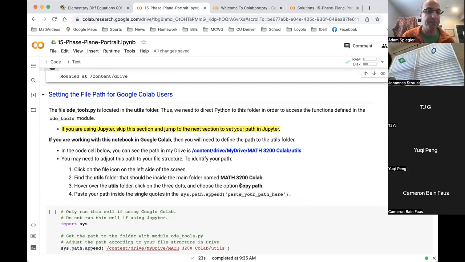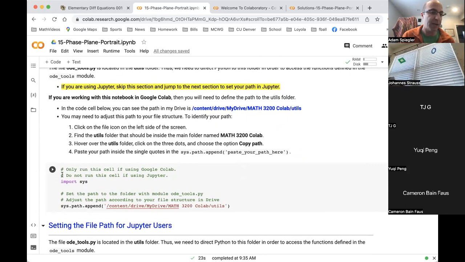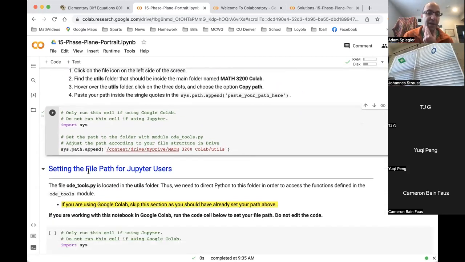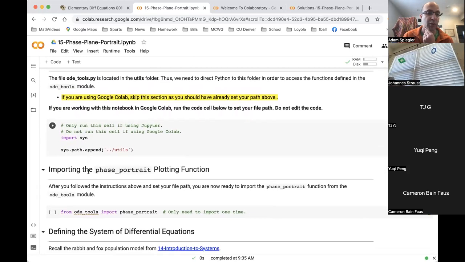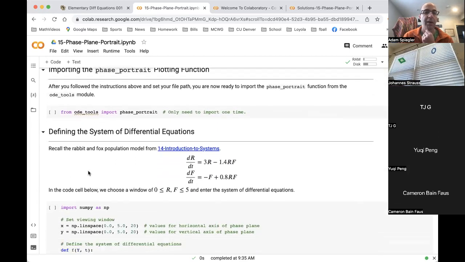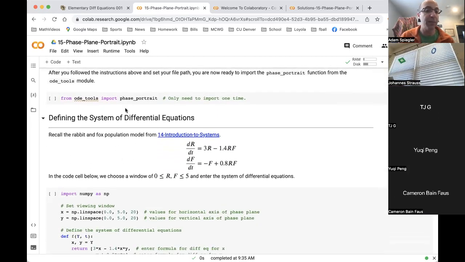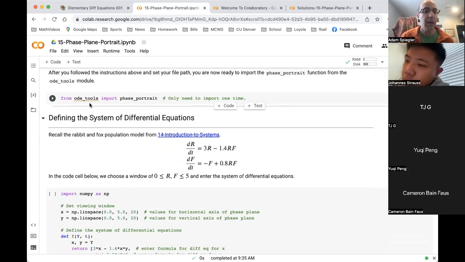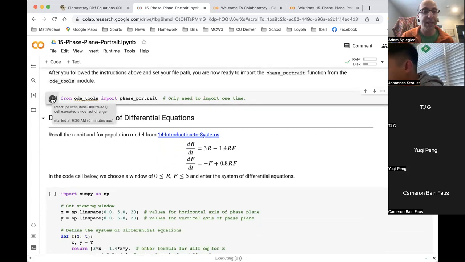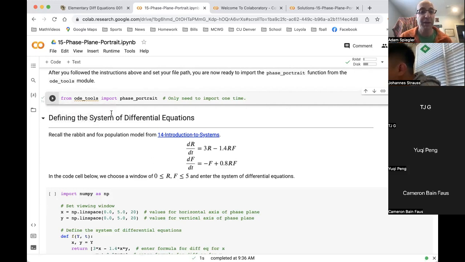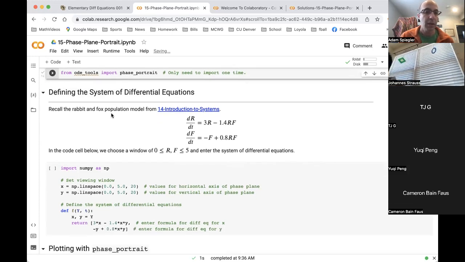I've just loaded up my drive, and here's my file path. I'm not using Jupyter, so I will skip over this. The function that we're going to be using is called phase portrait, and it's in this ODE tools module. If I hit play here, I hopefully don't get an error. I didn't. If you did get an error, it's probably because of your file path.